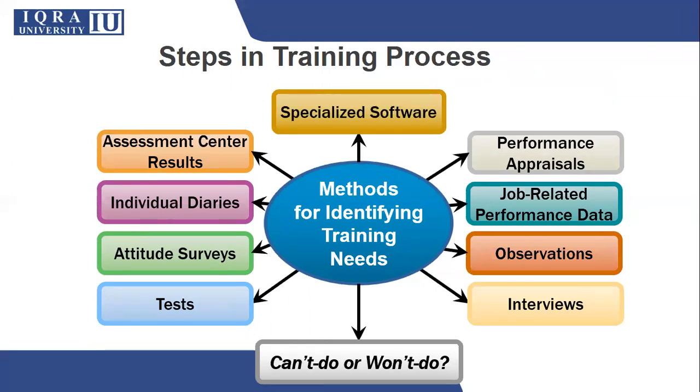On the other hand, it might be a won't do problem. Here, employees could do a good job if they wanted to. One expert says, perhaps the biggest trap that trainers fall into is developing training for problems that training just won't fix. For instance, the solution may be to change the reward system.